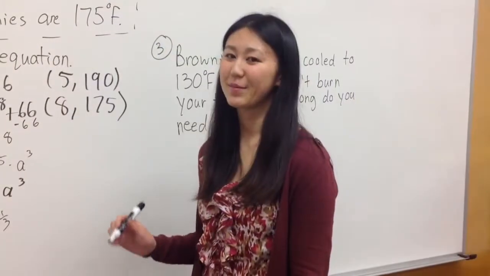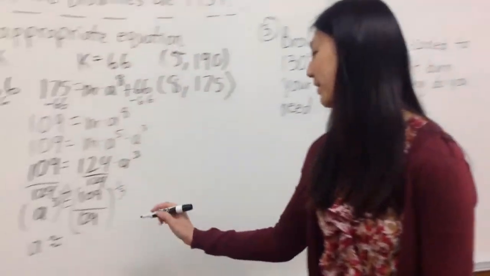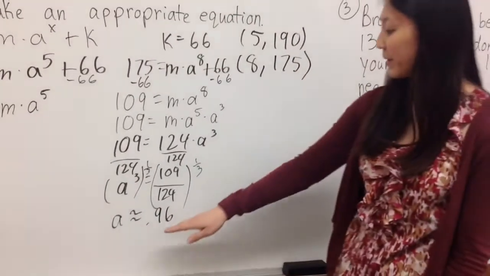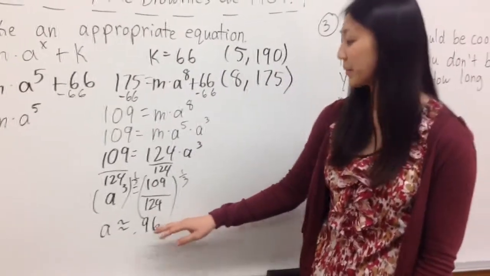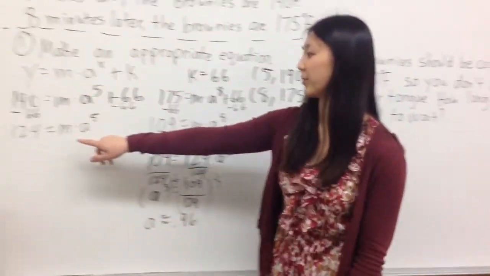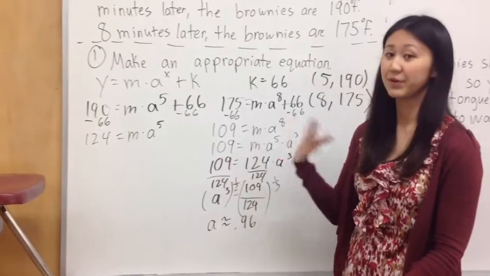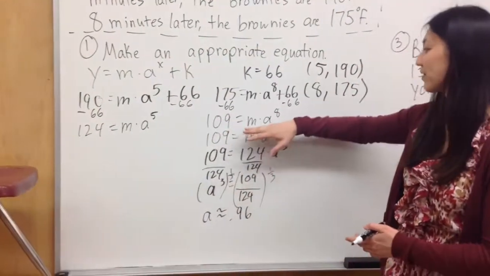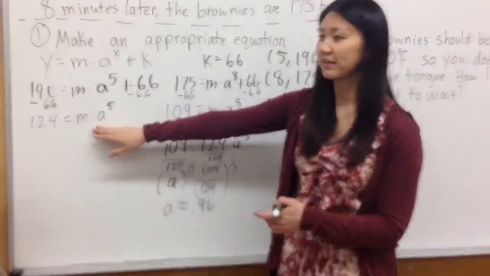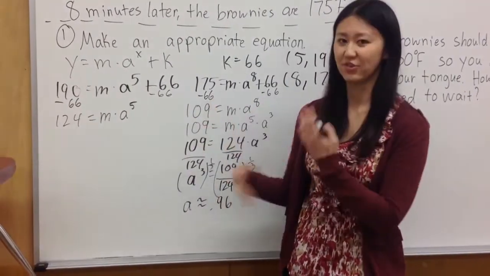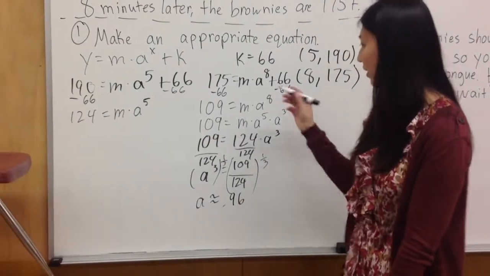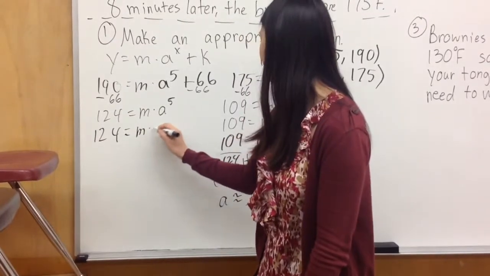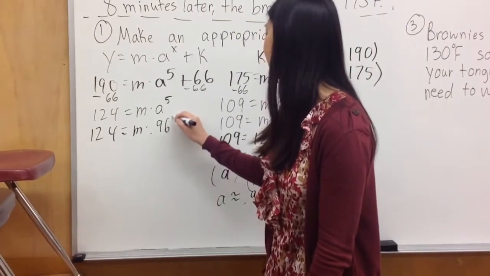So I just showed you how to put that into the calculator, and we got about 0.96. So that's what I'm putting over here, 0.96. Now, from here, I need to find m still. So I'm going to plug this back into this equation right here, and that's how I'm going to find m. You can plug it in either to this equation or to this one. I'm going to use this one just because it has a smaller exponent. I just think it's easier to work with. So I plug it in, it's going to look like 124 is equal to m times 0.96 to the 5th power.